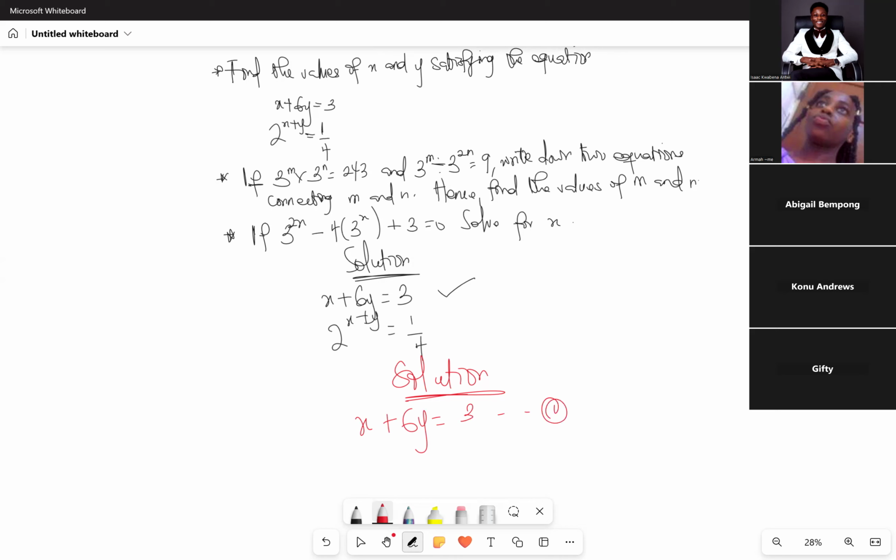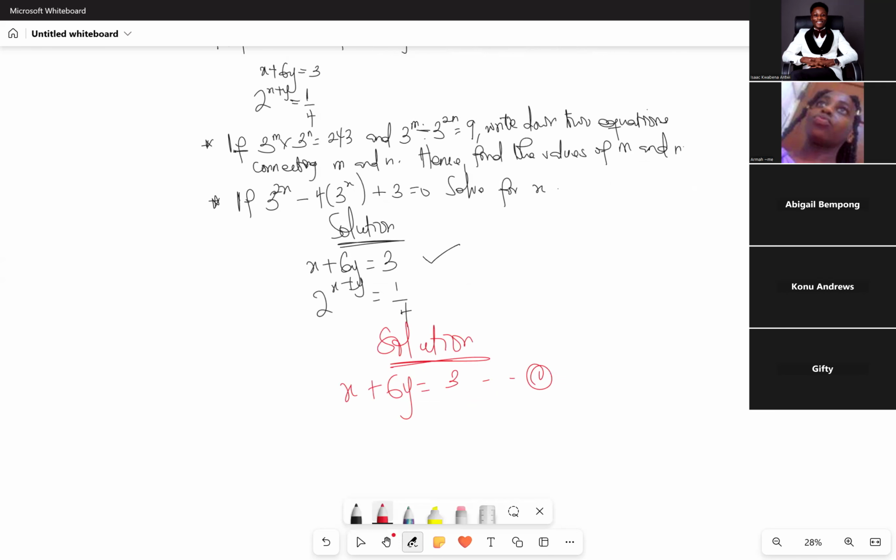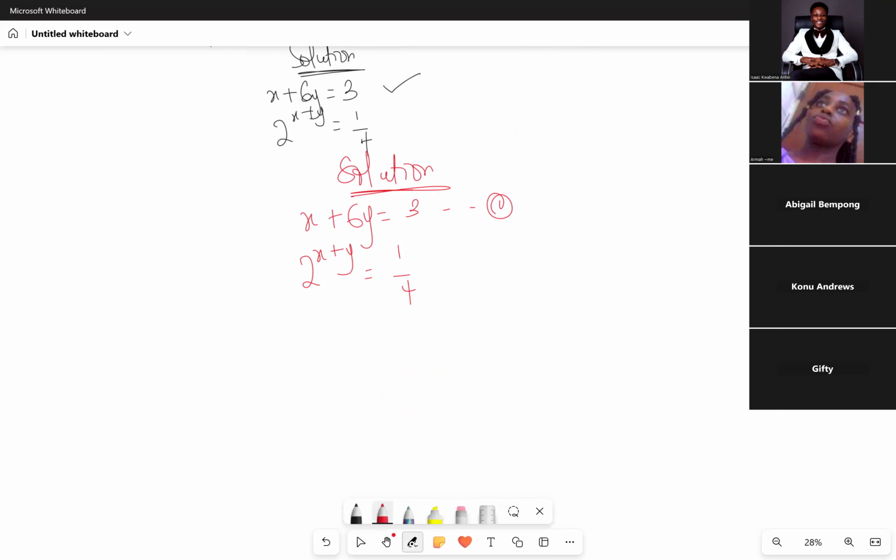Equation 1. Yeah. When you see a linear equation, it is mostly an equation with one variable, then you solve. In a simultaneous equation, the variables are 2, sometimes 3. In other words, when you have equations with 2 or 3 variables, the best way to solve is by using simultaneous equations. All right, now the next thing is 2 exponent x plus y equals 1 over 4. How do we solve this? We can only solve this by using the ideas in indices. So can someone tell us what to do?